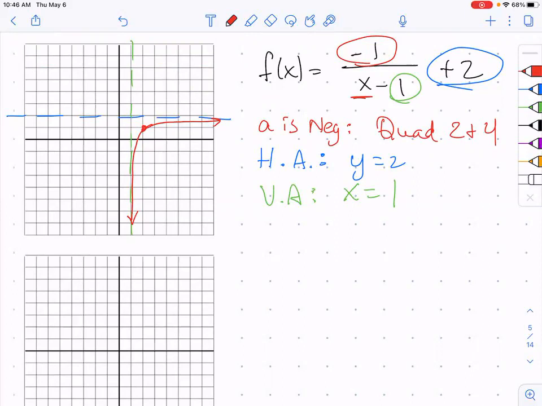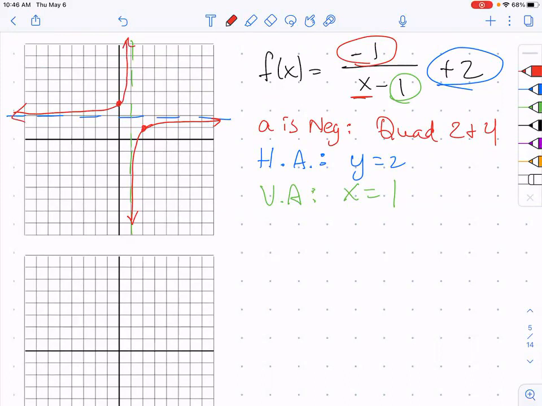If you want to see a specific point, what should you plug in? 0 would work. It's to the left of the vertical asymptote. And if we plug in 0, we get -1 in the denominator. -1 divided by -1 is +1, added to 2. We plugged in 0, we got 3 for our answer. And from there, you can see how to sketch in the graph of that basic shape.